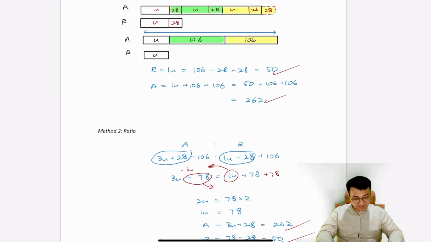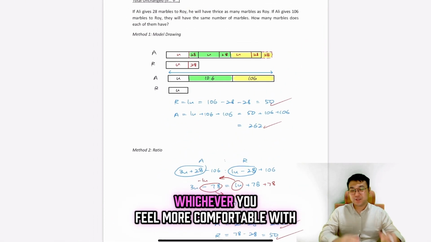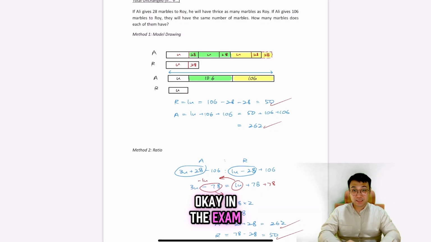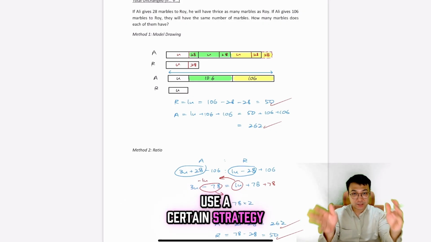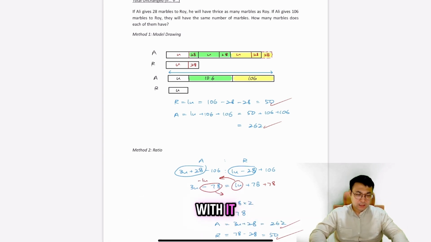So students, this is how we solve if questions. You can either use a model or the ratio technique, whichever you feel more comfortable with. Okay? In the exam, never ever force yourself to use a certain strategy. Only do the strategy that you're comfortable with. Because if you're not comfortable with it, there is a really high chance that you might make a careless mistake.